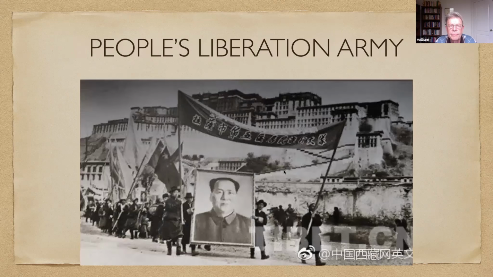Shortly afterwards, the People's Liberation Army entered Lhasa. This is the army of the communist regime. Now, for several years, the Tibetan government maintained some degree of autonomy from the Chinese central government and was allowed to maintain its traditional structure. But behind the scenes, we now know who's really in power.